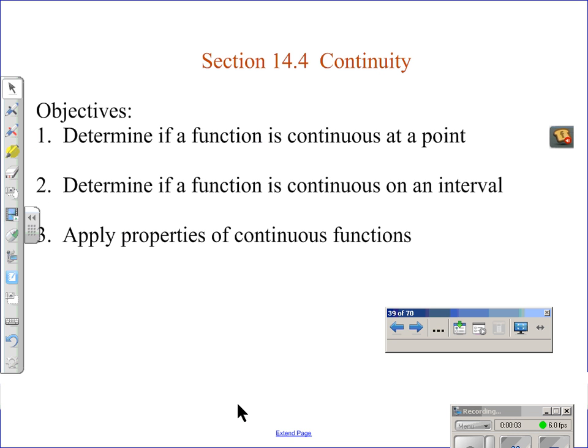In section 14.4, we're going to be talking about continuity. Our objectives are to determine if a function is continuous at a point, determine if a function is continuous on an interval, and apply the properties of continuous functions.